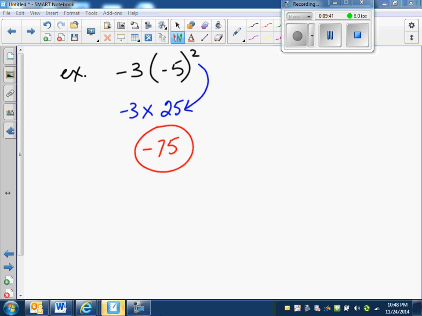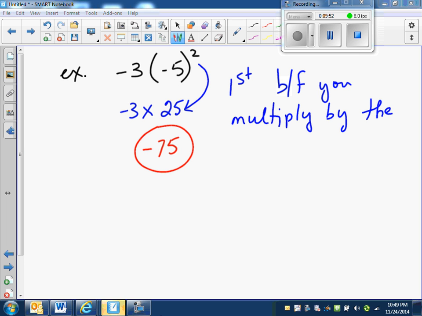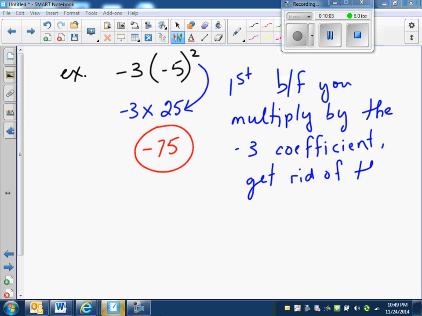So first, before you multiply by the -3 coefficient, get rid of the exponents.